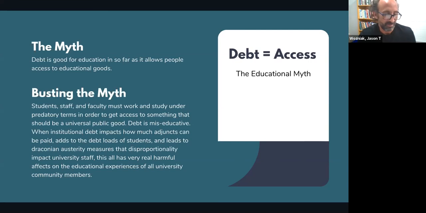And so quite simply, when institutional debt impacts how adjuncts can be paid, to what degree, and it's always too low, when it adds to the debt loads that students take on, when it leads to draconian austerity measures that impact the university staff, that all has real harmful effects on education.